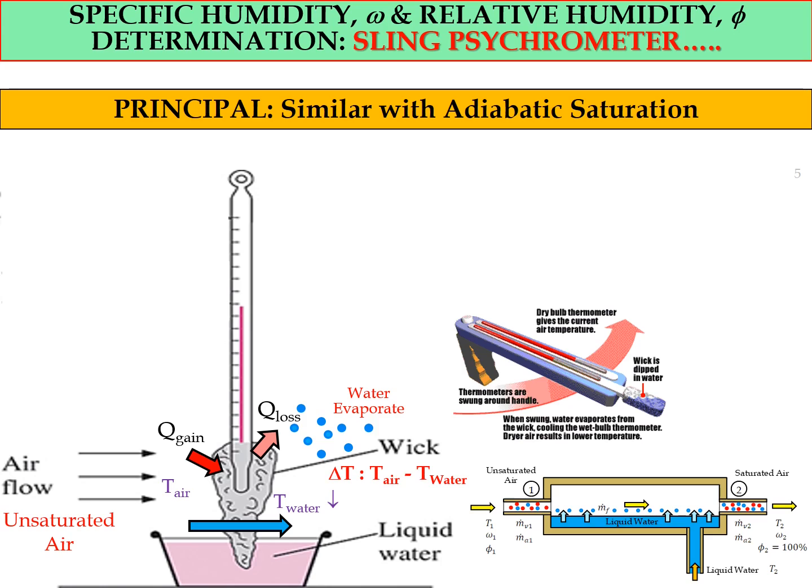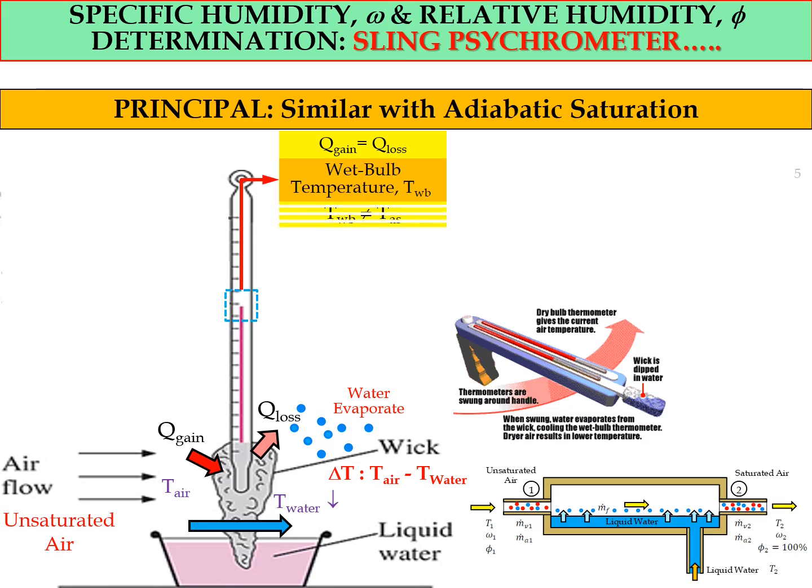Okay, so for the process we will have a temperature difference, between the air temperature and the water temperature. During the process, based on the energy balance equation, the value of Q gain, heat gain, will be equal to the value of Q loss, heat loss. From this meter, the thermometer will measure the wet bulb temperature, represented by TWB.